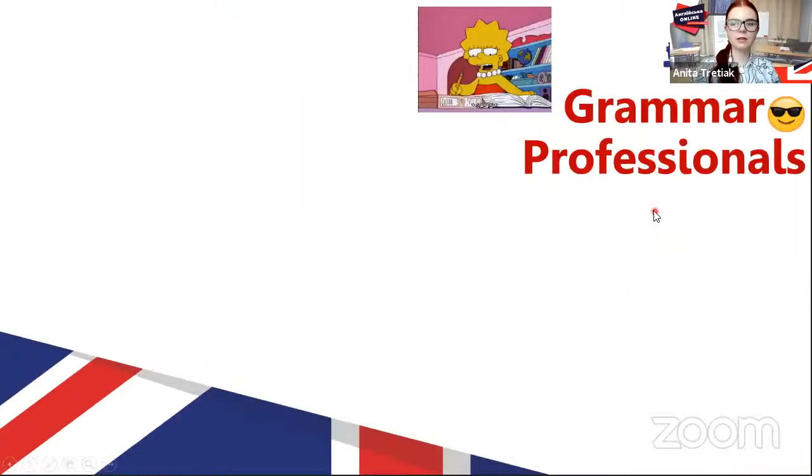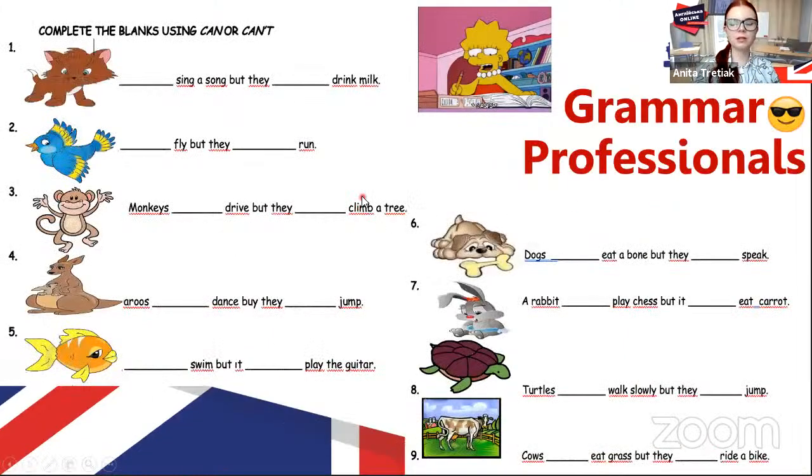Let's move to the next thing. That is grammar professionals with Lisa Simpson again. And here we need to look at the pictures of different animals, and we need to read the sentences about these animals and write in the chat what these animals can or can't do. So one more thing, Evelina is saying that she can't eat a lot of food. Yeah, I can run, but I can't fly. All right, cool. Then let's move to our animals.